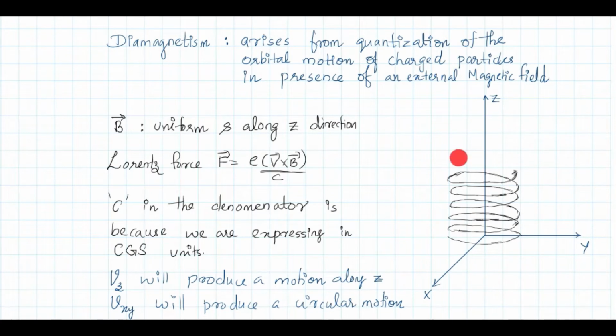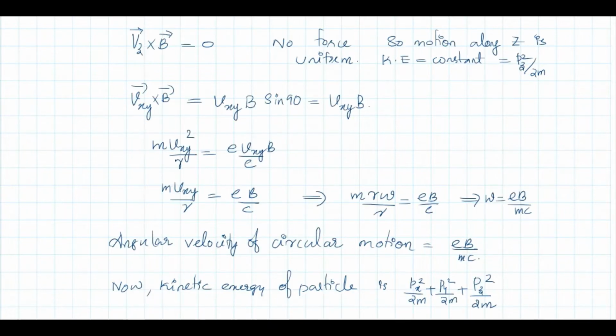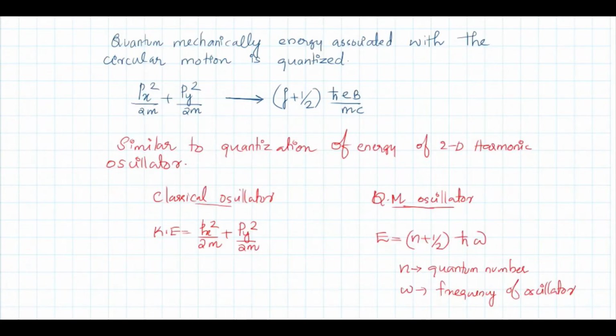Okay, so the particle will have two motions. One is parallel to the direction of field, which is with a uniform velocity, and one is perpendicular to the direction of field, which is a circular motion with angular velocity eB by mc. The total kinetic energy of the particle will be px square by 2m plus py square by 2m plus pz square by 2m. Now, if we treat quantum mechanically, the energy associated with the circular motion is quantized, and we can say that in circular motion the classical energy expression px square by 2m plus py square by 2m will get replaced with the quantum mechanical energy j plus half into h cut eB by mc.